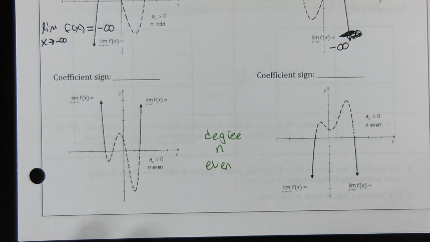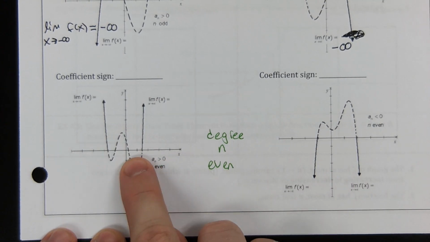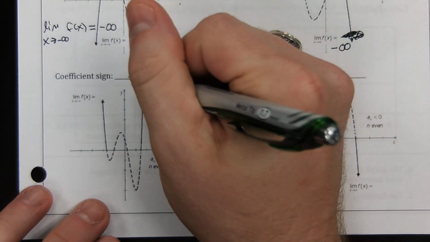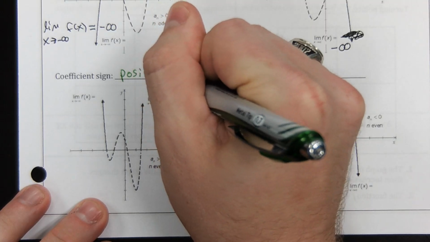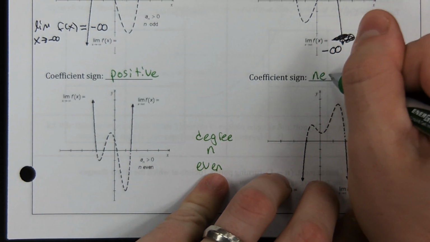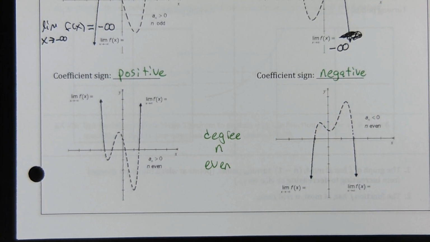The trick for these is positive people smile, negative people frown. Both endings point up for even degree polynomials if the leading coefficient is positive. Both endings point down for an even degree polynomial if the leading coefficient is negative. And then we just need to fill out our limit notations that describe our end behaviors.